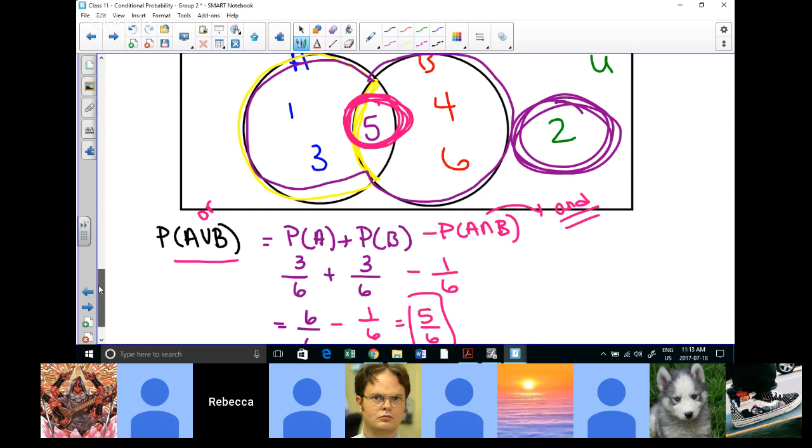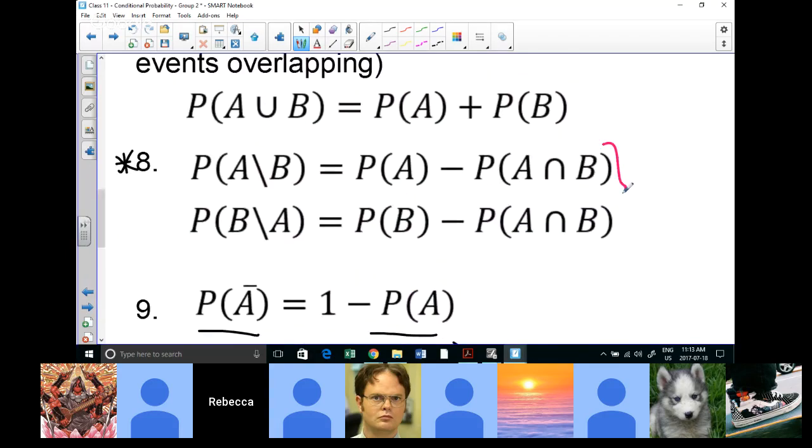2 other rules that we have. So we remember this was the difference we were subtracting. So this meant A subtract B. And what this is, we take the probability of A and we take out the intersection. And same thing with B. If we want the probability of B without A, we would take the probability of B minus the probability of A.